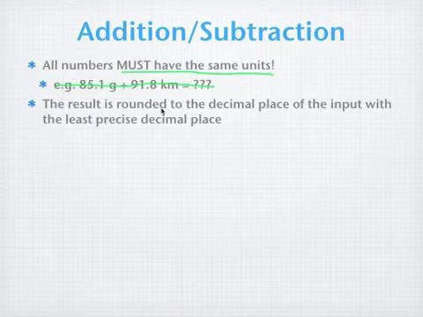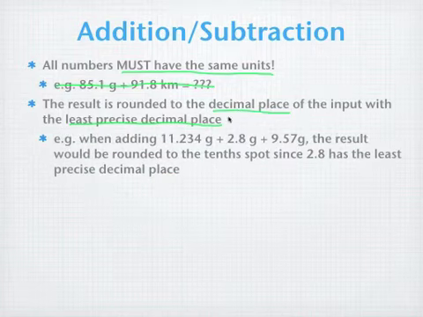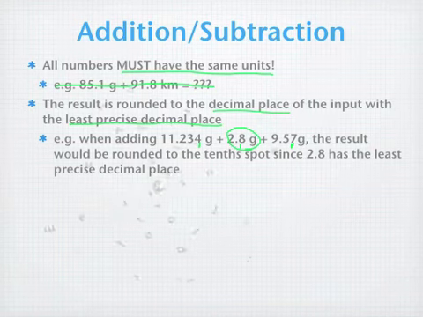The result is always going to be rounded to the decimal place of the input number with the least precise decimal place. So for example, when we add these 3 numbers, this number goes to the 1,000th, this number goes to the 10th, and this number goes to the 100th spot. So this number, the 2.8, has the least precise decimal. That's where we're going to round to.